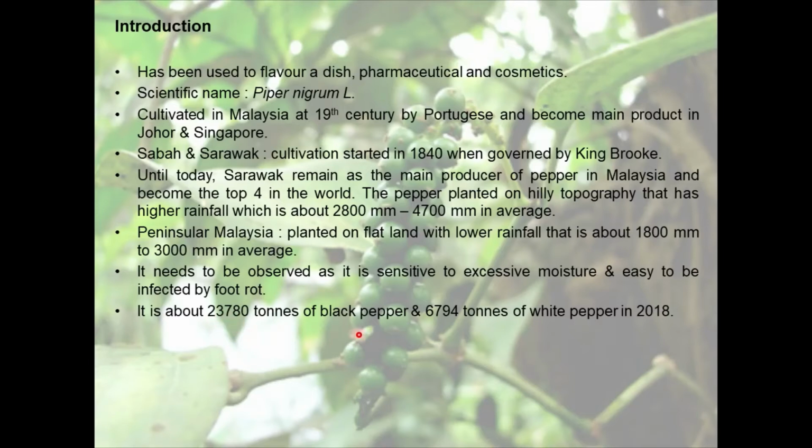Production was about 23,780 tons of black pepper and 6,794 tons of white pepper in 2018.